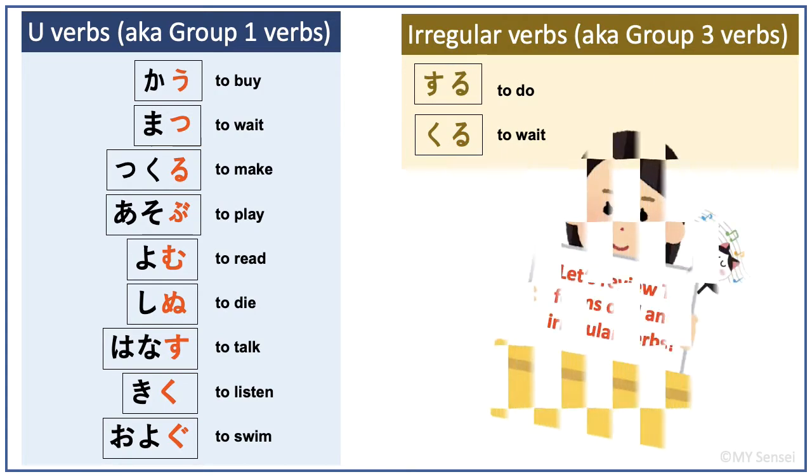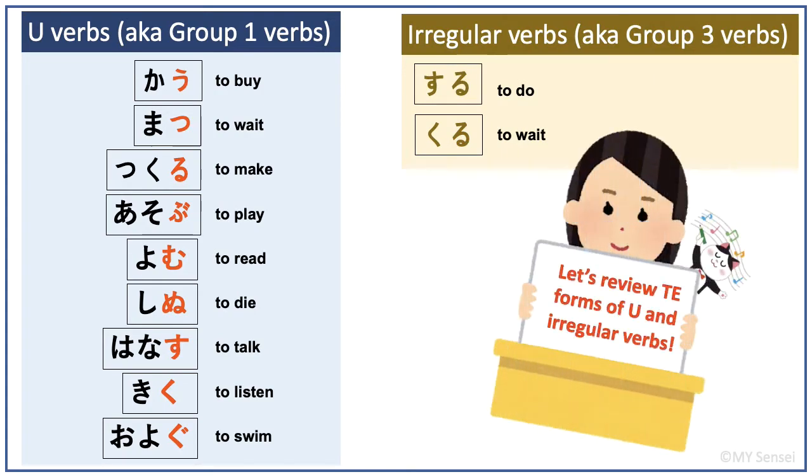To conjugate u verbs and irregular verbs into their past tense, we will need to first review the verbs' te form song. And it goes like this.